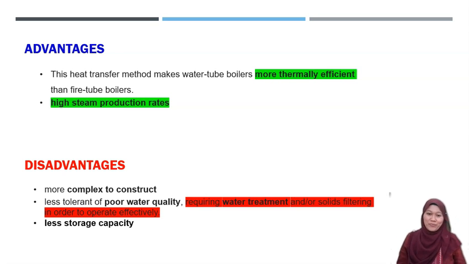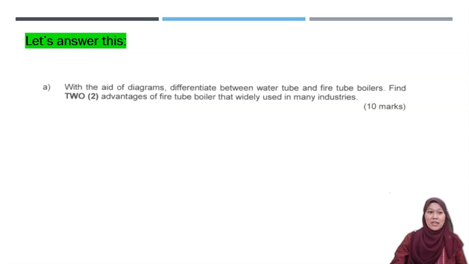Okay, so those are the advantages and disadvantages, and these are some of the questions related to the water tube and also the fire tube. From this question, they ask you to differentiate using a diagram, so you need to draw the fire tube and the water tube, and also state the advantages and disadvantages. So we will discuss this in the live session.